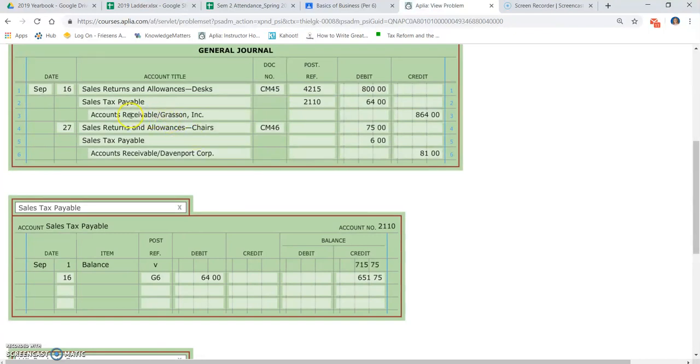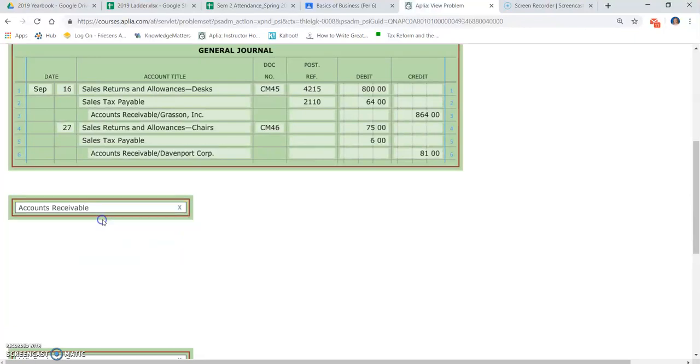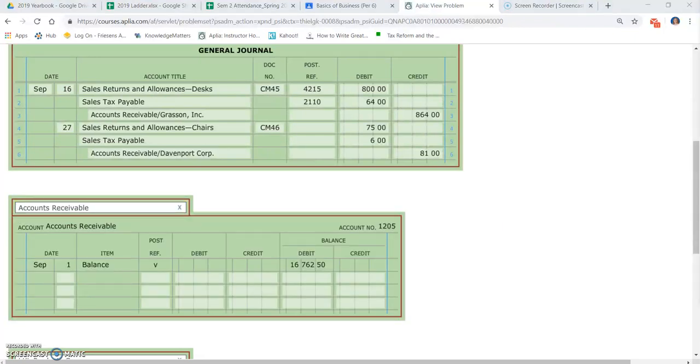Okay, last one is our accounts receivable and Grassen Inc. So this one actually is going in two places, remember. This goes to accounts receivable and it also goes to Grassen. So we'll do the accounts receivable first. We'll open that up. And our accounts receivable is going to start on the 16th. We've got G6. It is a credit of $864. So our new balance here is $15,898.50. And then we put 1205 up here.